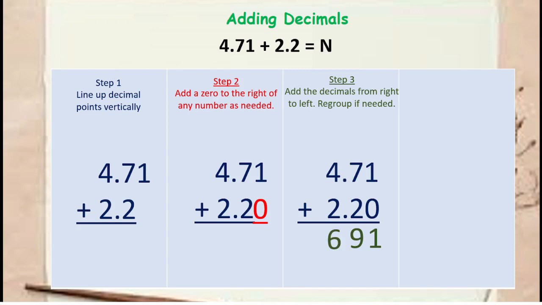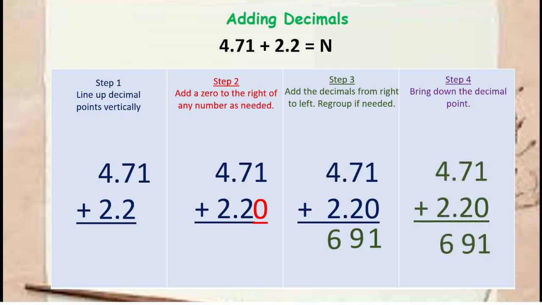After adding all the digits, we now go to the last step, bring down the decimal point to the final answer. And we put the decimal point in between 6 and 9, so the final answer is 6 and 91 hundredths.